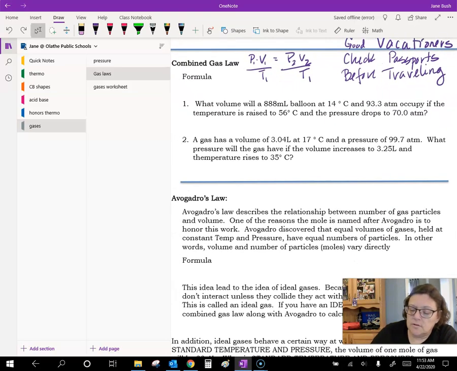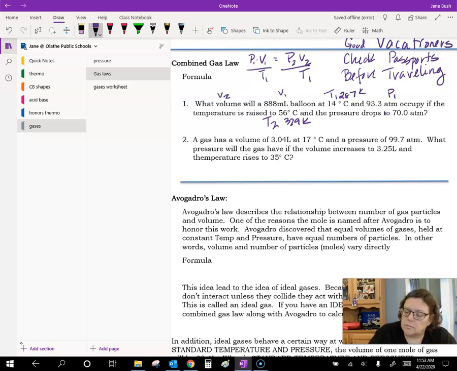All right, so all we have to do, again, is just plug and chug. We have an 888 milliliter balloon. That's our volume. Here's temperature 1. Of course, we have to change it to Kelvin: 14 plus 273, 287. And here's pressure 1. The temperature is raised, so 56 plus 273. This is T2. The pressure's dropped to 70. It's asking for volume 2.